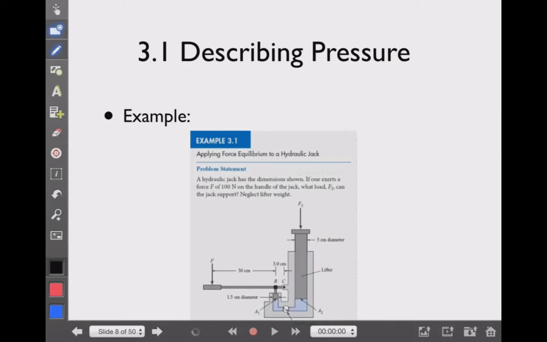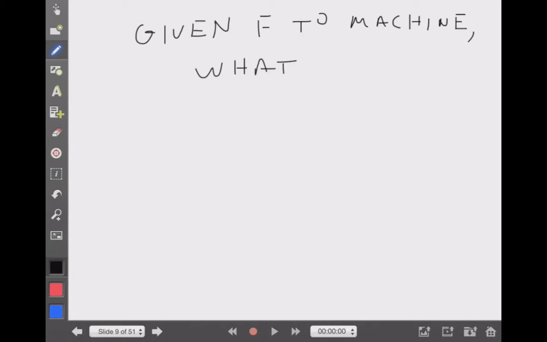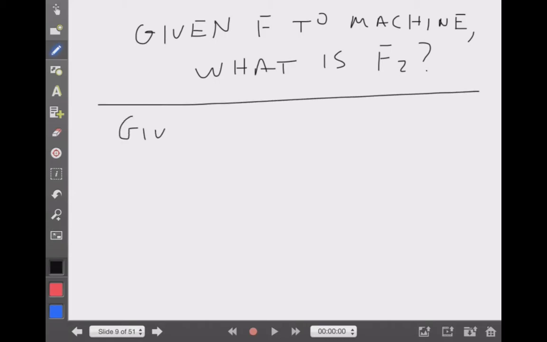So grabbing a new slide here. To define the situation or state the problem, we're given F, applying F to the rod, to the hydraulic machine. What is F2 through that machine? That's really a brief statement of the problem. And what are we given? We're given all the dimensions of the problem.